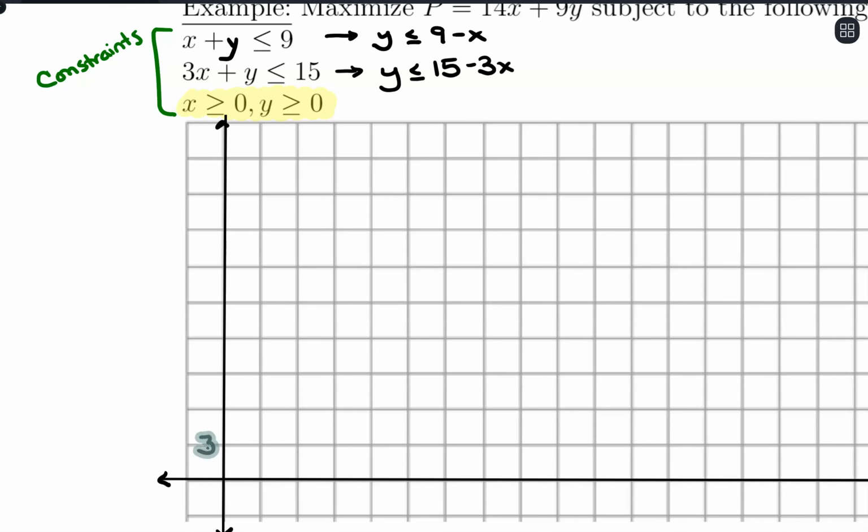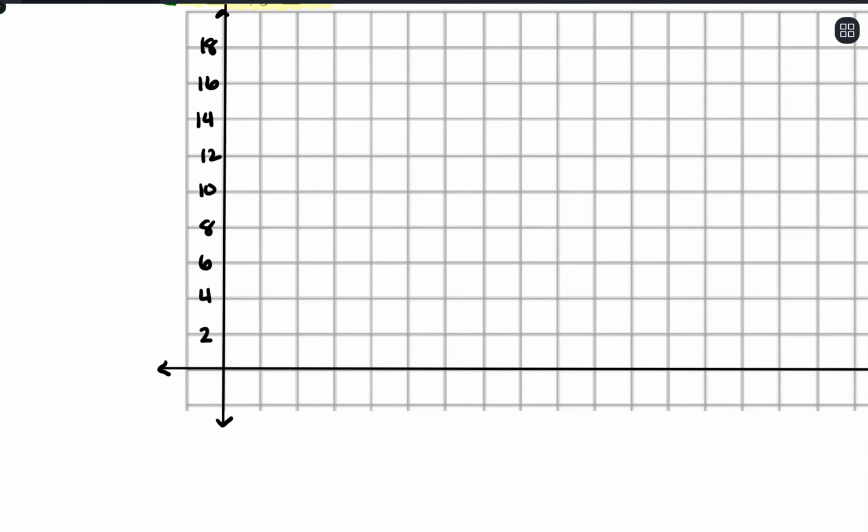No, I'm going to do jumps of 2. 2, 4, 6, 8, 10, 12, 14, 16, 18. I'll also show that, if a point isn't clear, how we can find it algebraically as well. But for now, I think that'll be good. And then along here, I'm just going to go jumps of 1, 2, 3 for the x-axis.